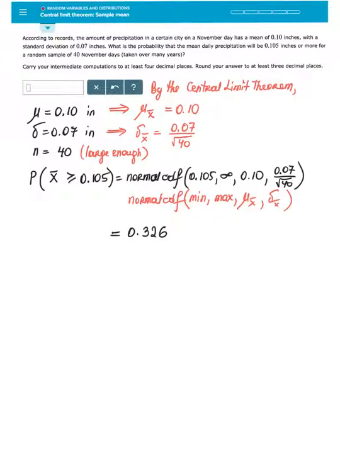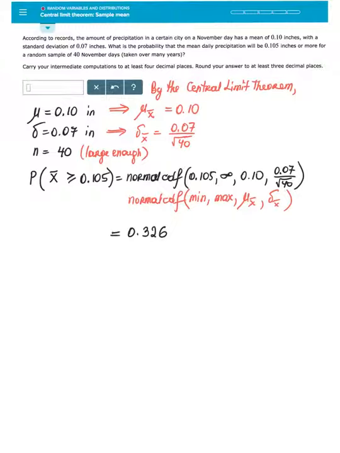What I know from the given story is the following: for this population, mean is 10/100th, sigma is 7/100th, and we have a sample of size 40. We do not know anything about the distribution being normal for the population. We are not told that it's normal.